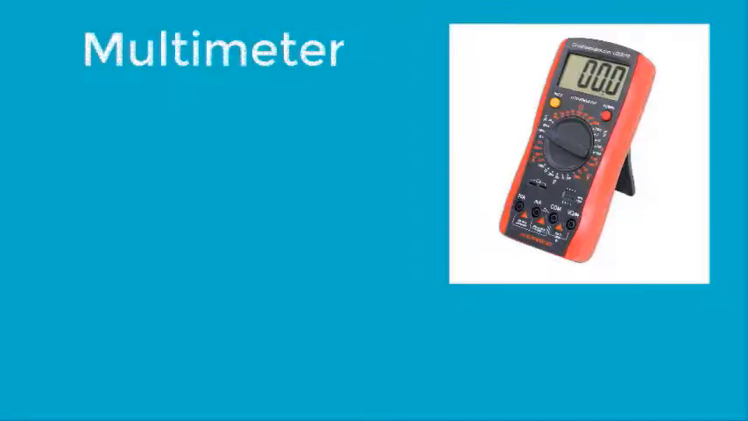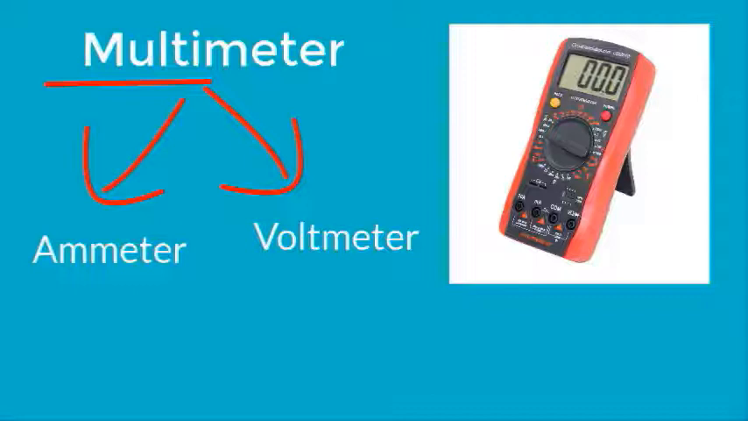This instrument is called multimeter. From its name, multi, then it's used for several functions. It can be used as a voltmeter to measure the voltage, and it can be used as an ammeter to measure the intensity of the current. But how can we know if it is used to measure the voltage or the intensity of the current? From its connection.